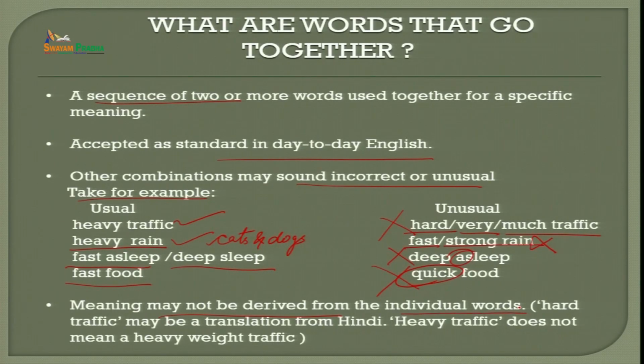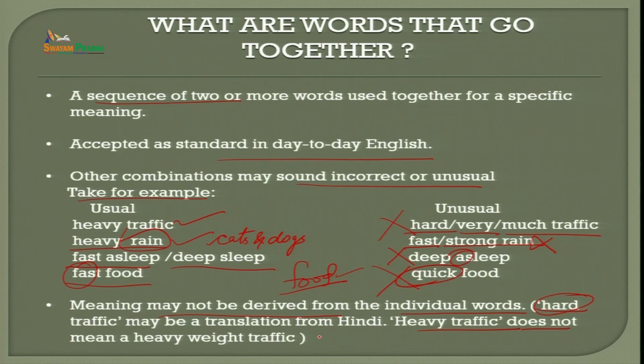Now, the meaning may not be derived from the individual words. If I say I am going to eat food and avoid saying fast food, will that convey that I am going to eat pizza, burgers or hot dogs? No, because that could mean I am going to eat something Mughlai or many other dishes. It is not a specified meaning. Heavy rain, if I just say it is raining, does it convey that the entire region of Mumbai has flooded? No, you will not be able to tell. So the meaning will not be clear if you avoid using a single word. Hard traffic will not convey the meaning. Maybe it is a translation from Hindi. Heavy traffic does not mean heavy weight traffic.